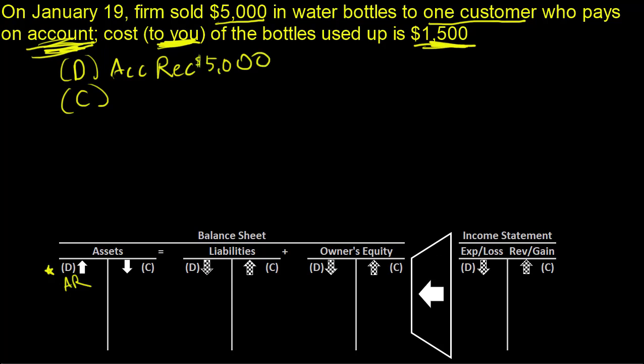$5,000 is what we're going to write down. And we're going to do this to make sure that we track it. So that's a $5,000 right there. We're going to do this to make sure we track them and that we know that we have this resource of accounts receivable.